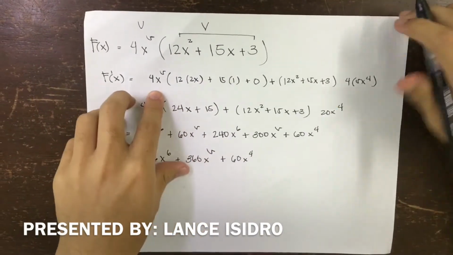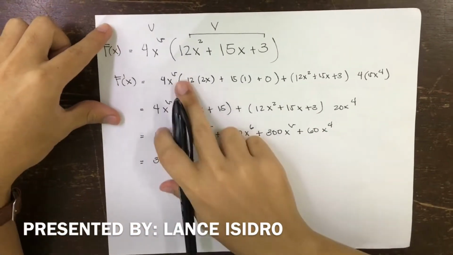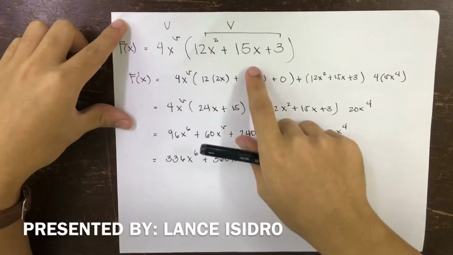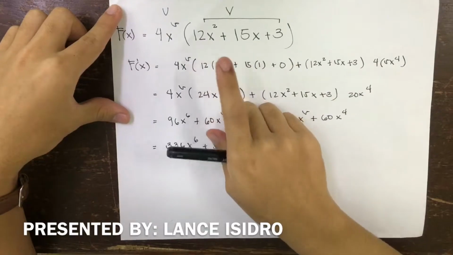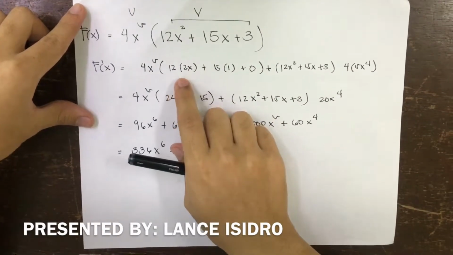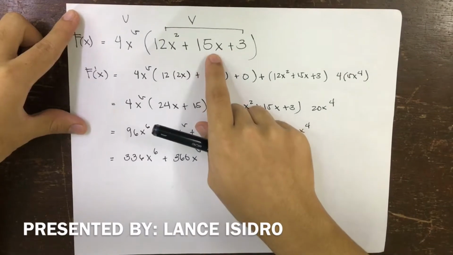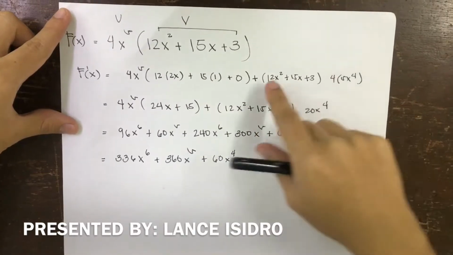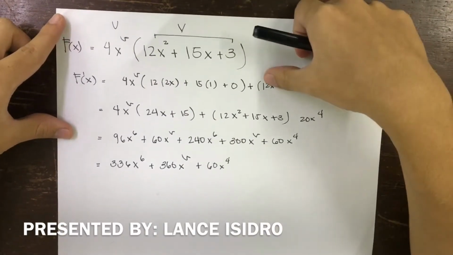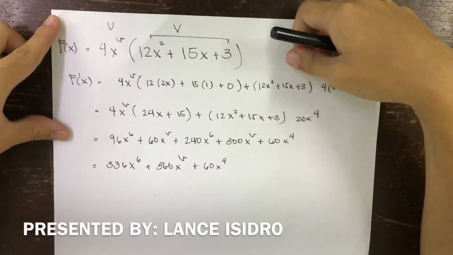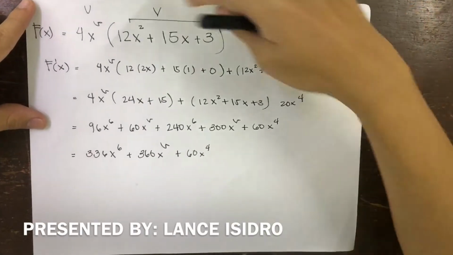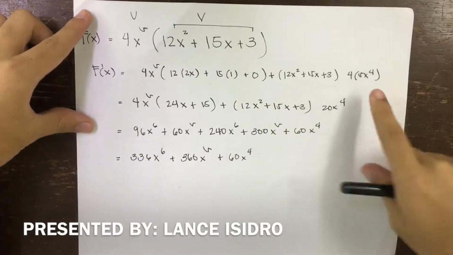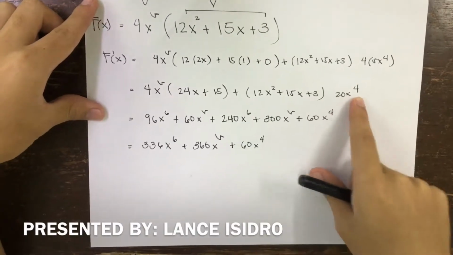Una muna, u, 4x to the fifth power, times the derivative of 12x squared plus 15x plus 3. The derivative of 12x squared is 24x. The derivative of 15x is 15. Then the derivative of 3 is 0. Plus v, 12x squared plus 15x plus 3, multiplied to the derivative of the u. 4 times 5x to the fourth power, which is 20x to the fourth power.